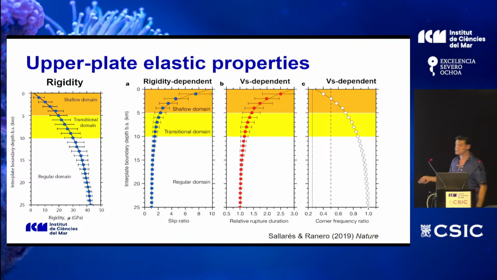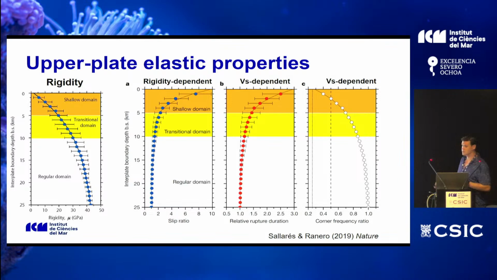And what they show in these diagrams, I won't get into much detail on this, is that for an earthquake with the same magnitude occurring at this depth and at this depth, the slip will increase tenfold if the earthquake travels through the shallow domain rather than the regular domain. And this is because the elastic properties are much lower in this media than in the deeper portion. The same happens with the rupture time.